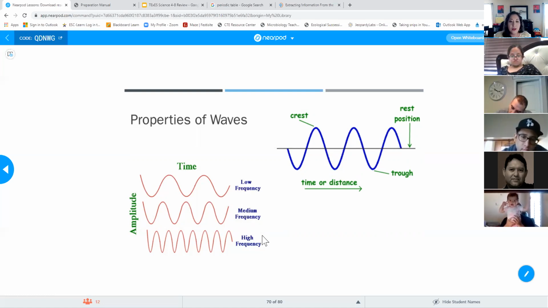I don't have it on this picture, but wavelength would be the distance from crest to crest. So I could measure this distance here, and that would be my wavelength, or I could measure from trough to trough, and that would be my wavelength. Okay, so just understanding those main components there.